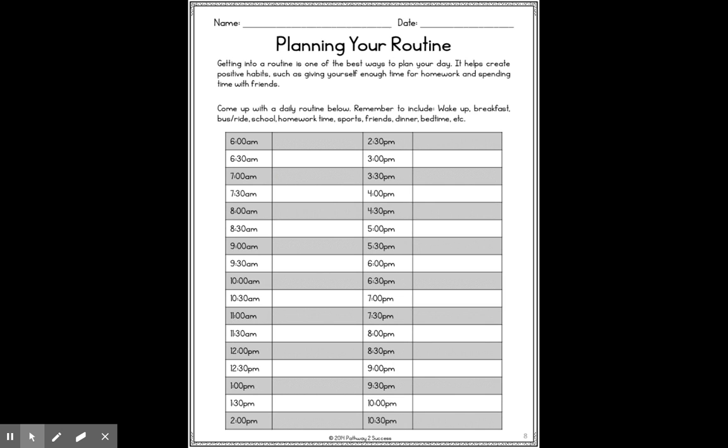school, homework. Some of you are still in sports, so if you're still doing sports, time with friends, dinner, bedtime, etc. So there's a lot of other things that you can include. So I'd like you to go ahead and take a look at this now, and you'll spend most of the rest of today working on planning out your daily routine.